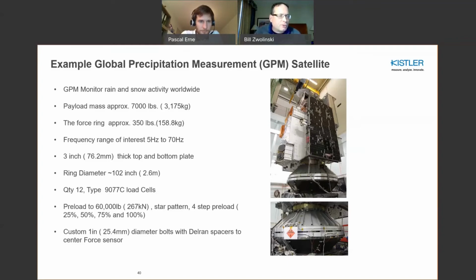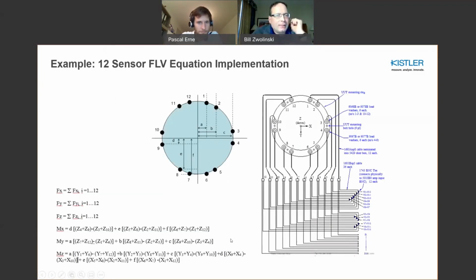12 sensors were used, and custom diameter preload bolts were used with Delrin spacers to center the bolt into the force sensor. This would be a geometric example of what you'd see if you took the geometry of a 12 sensor system. You would come out with deviations from X and Y, these A, B, C, D, E, F factors. This would give you a closed form set of expressions, which can be evaluated for forces and moments. This is, in effect, how you would implement this.